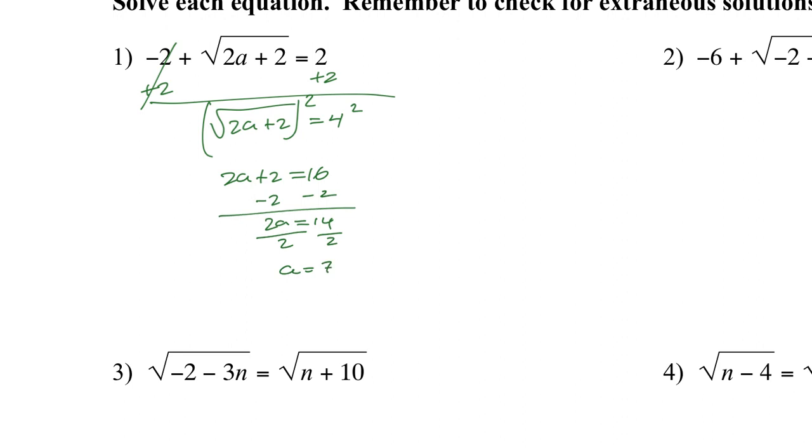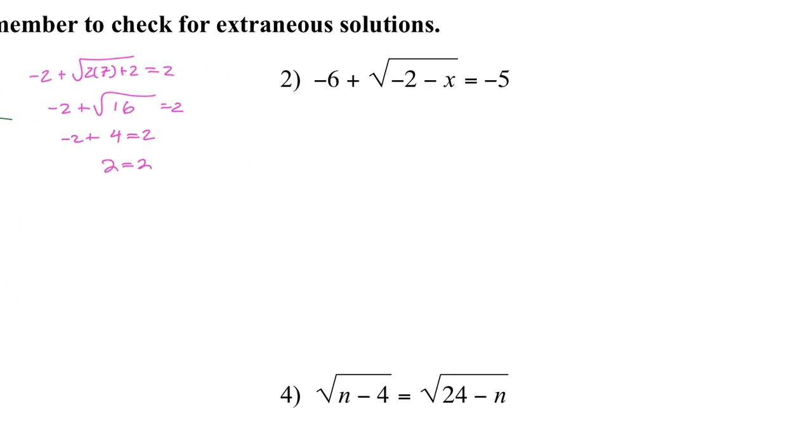On this type of equation, it's important that we always check that value, right? So I'm going to substitute that into the equation. I got negative 2 plus the square root of 2 times 7 plus 2 equals 2. So I got negative 2 plus the square root of, 2 times 7 is 14, plus 2 is 16. Negative 2 plus the square root of 16, which is 4. So 2 equals 2. That means this is a solution.